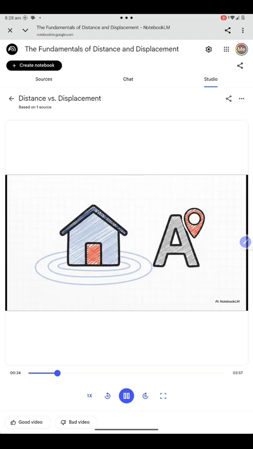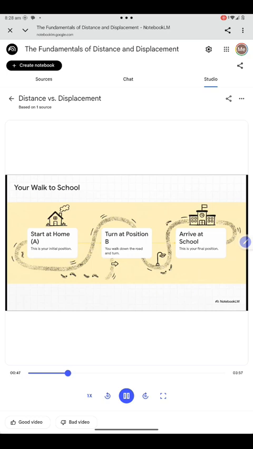Alright, for any journey, you've got to have a starting point, right? So for our walk, that's going to be home. We'll just call it position A. Think of it as our anchor, the spot where everything begins. Now, unless you can walk through walls, you probably didn't go in a perfectly straight line. You walk down your street, you probably turn a corner, we'll call that position B, and then finally you arrive at school. That whole winding route, that's the path you actually took.